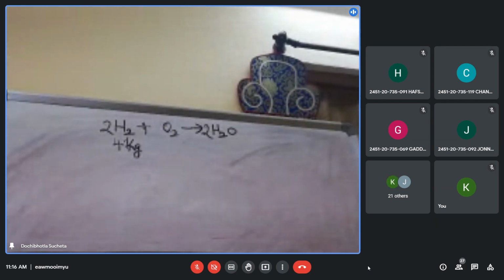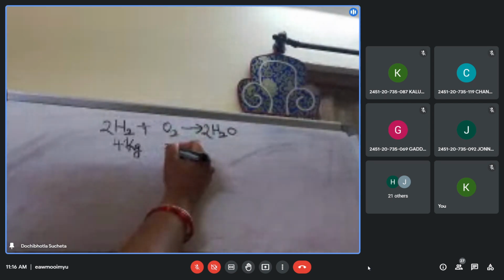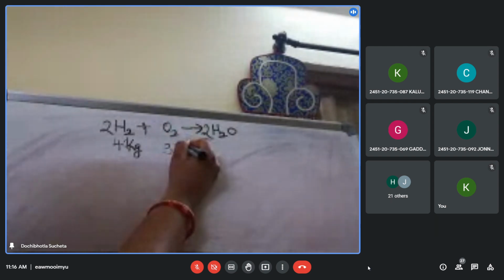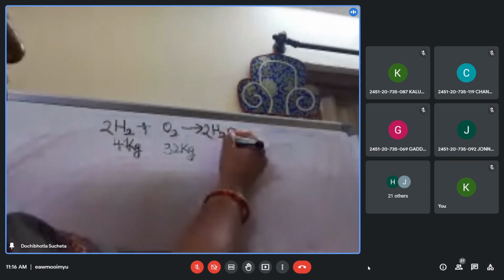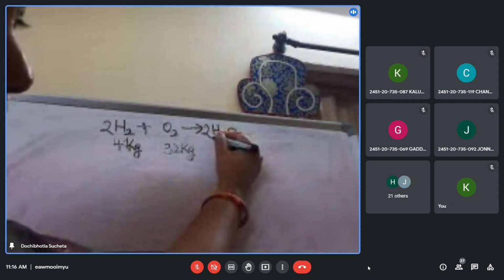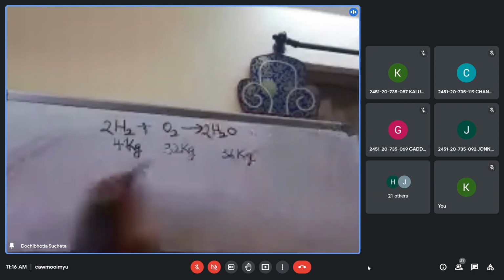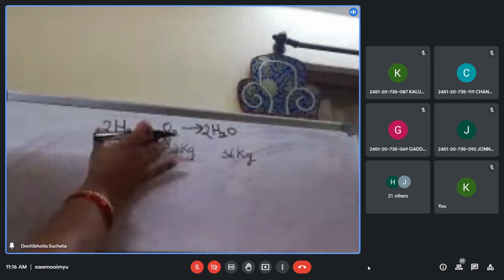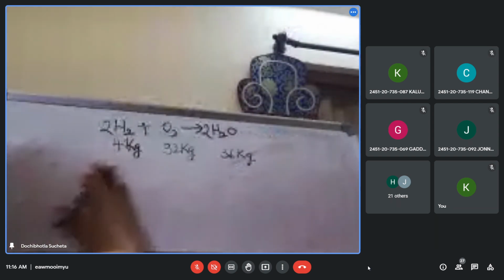What is the molecular weight of O2? 32, ma'am. 32, correct. 16 2s are 32. So it reacts with 32 kgs of O2, to form how much amount of H2O? H2O weight is 18. 18 2s are 36. So this is the weight equation: 4 kgs of hydrogen reacts with 32 kgs of oxygen to form 36 kgs of water.